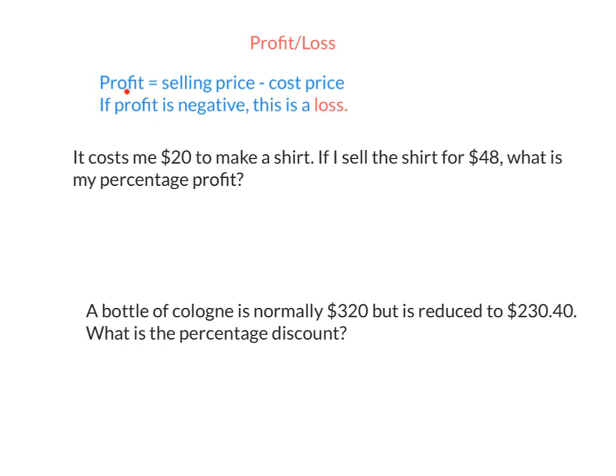So the profit, more formally, is the selling price minus the cost price. The cost price is what it costs you to make it or buy it, and the selling price is how much you sell it to somebody else. So what we're going to do is we're going to calculate the percentage profit. It turns out this is just calculating one quantity as a percent of another, just like we did on the previous slide. So let's say it cost me $20 to make a shirt and I sell it for $48.